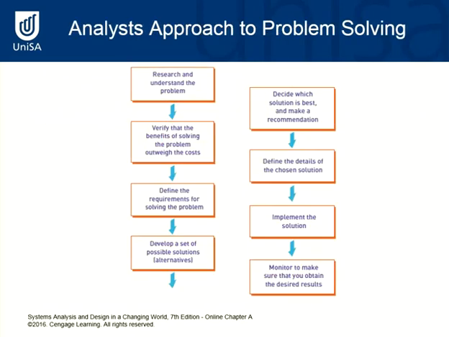So as a systems analyst, I've got a bit of a timeline, well, not really a timeline, but a set of tasks that one would need to think about and consider when becoming a systems analyst. And you might not be able to see it at the back there, but you know, it's definitely in the slides if you've printed them out. What we need to think about is we need to research and understand the problem. I guess really verify the benefits of solving the problem outweigh the costs.